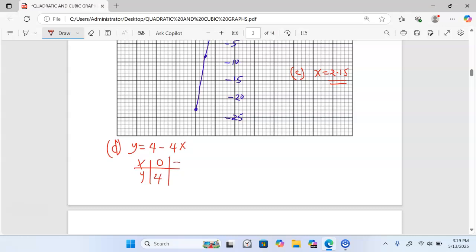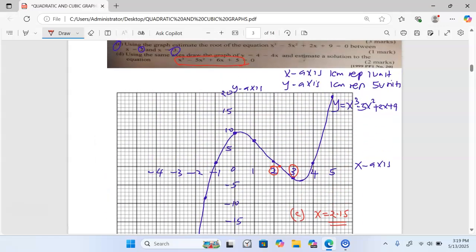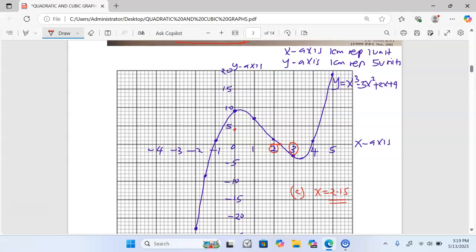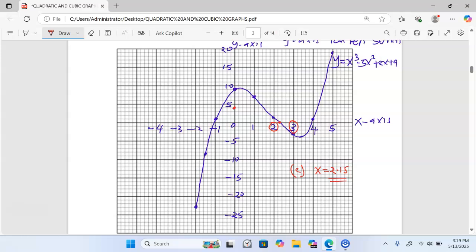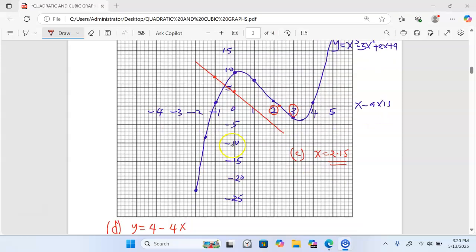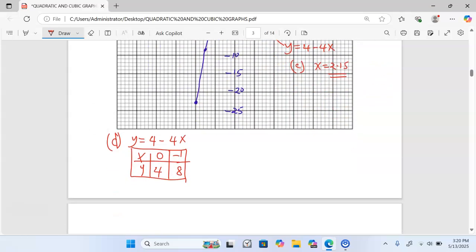And when the value of x is negative 1, this one is going to be equal to 8. Then we use these points to draw our line. When x is 0, y is 4 at this point. And when x is negative 1, y is 8 at this point here. So from there, now we draw a line joining these 2 points. After drawing our line, we just label it as y equals 4 minus 4x before we can use it to solve or get the value of x at this point.